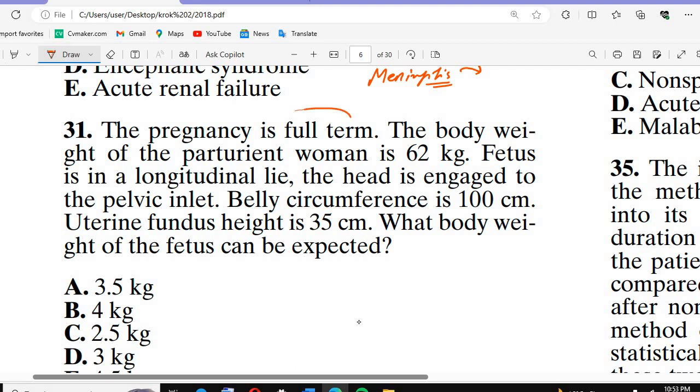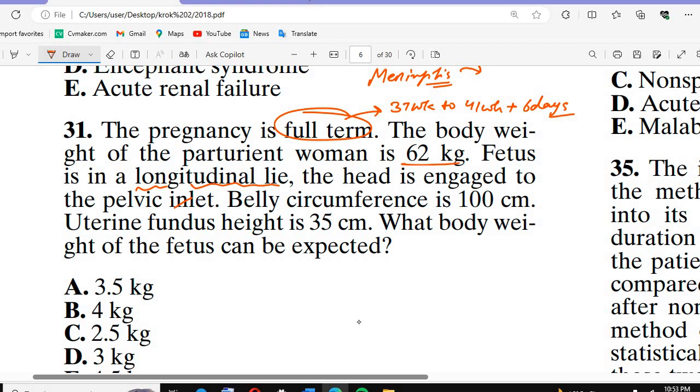Now the pregnancy is full term. What is the term baby? That is 37 weeks to 41 weeks plus 6 days. That is the term baby. The body weight of the parturient woman is 62 kg. The fetus is in the longitudinal lie, which we discussed. The head is engaged at the pelvic inlet. Belly circumference, uterus fundus. What body weight of the fetus can be expected?